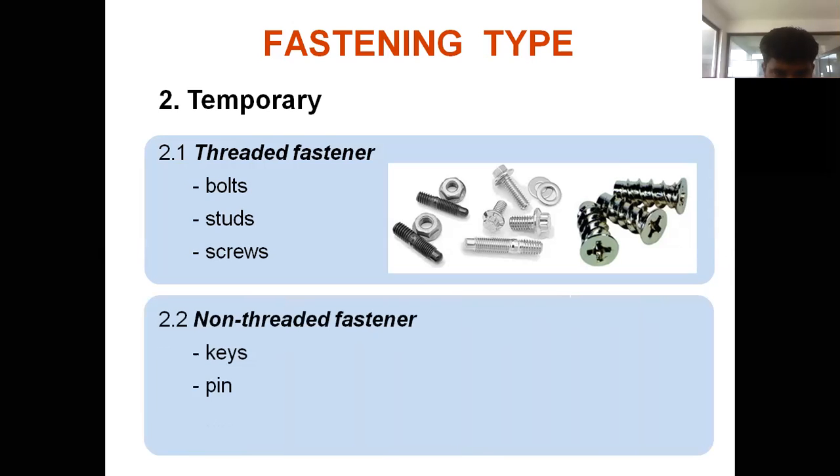Non-threaded fasteners. Okay, so non-threaded fasteners, we are having these kinds, which can also be studied in a later part. We are having keys, and they are also joining two parts with the non-threaded parts, pins. So they are called non-threaded fasteners. And the threaded fasteners include the bolts, studs and screws.